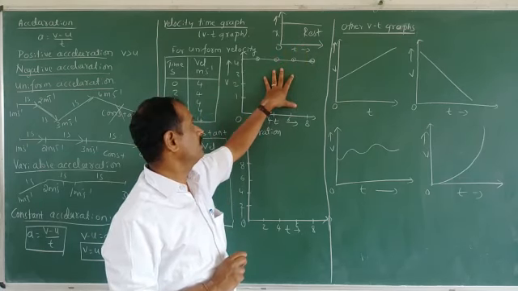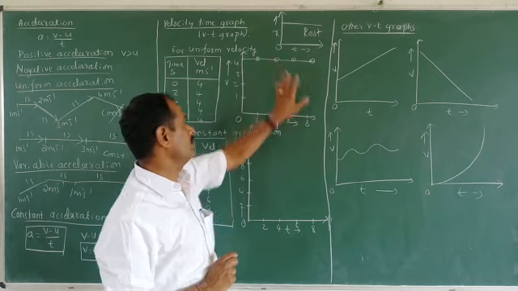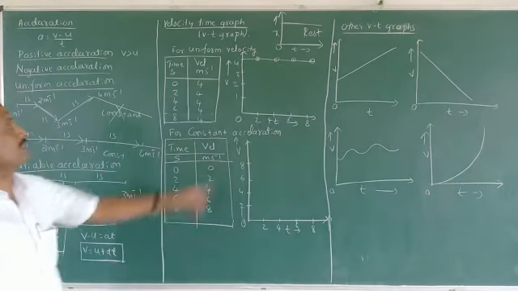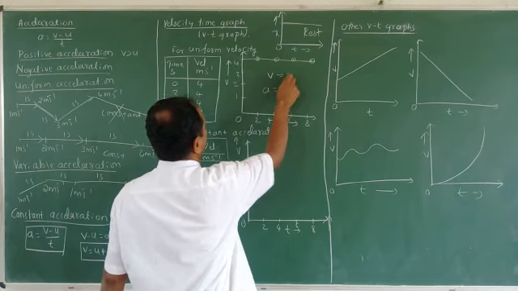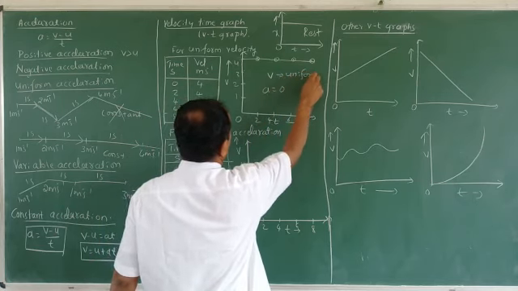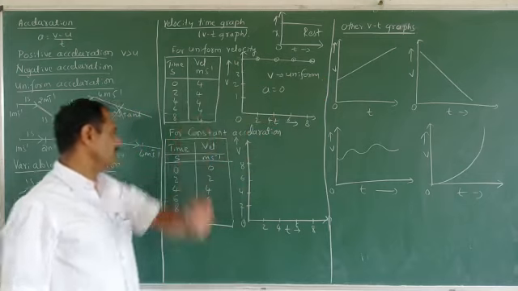This is a point. Now this is for uniform velocity. Now here acceleration is 0. Acceleration is 0.